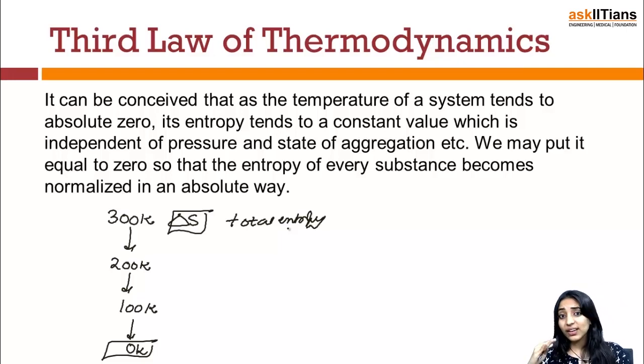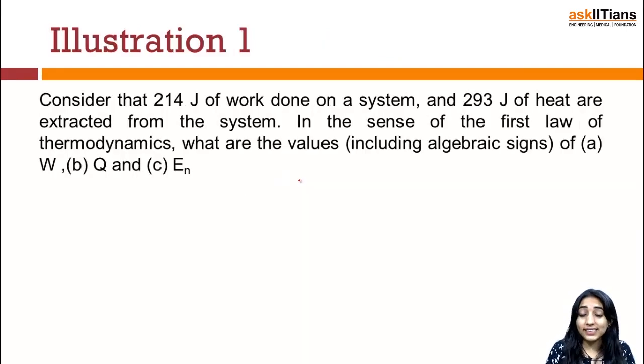It might be having some value, but to deal in theoretical as well as in practical terms, you consider it to be 0, so that at absolute 0, everything is said to have a 0 value of entropy at 0 Kelvin. Now let us consider the illustrations which we are going to do for whatever we have studied till now.